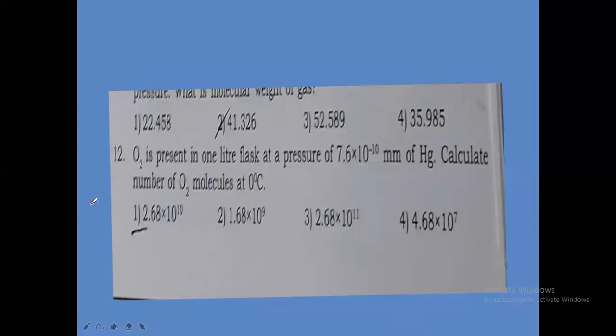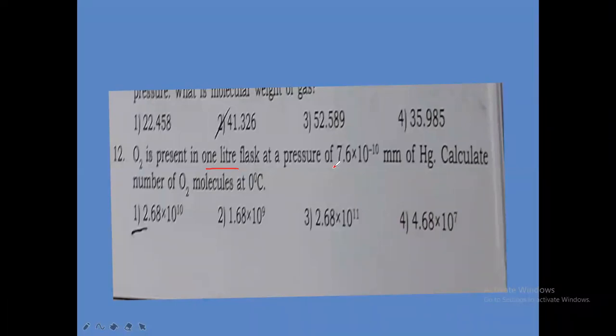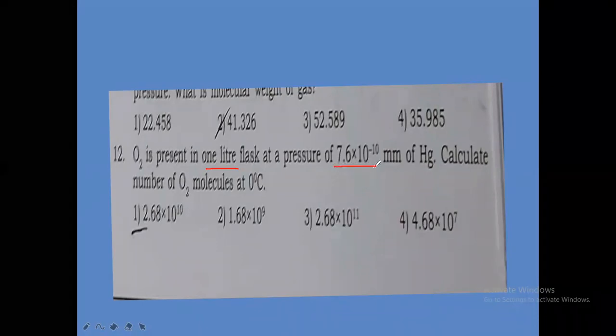One of the questions is that oxygen is present in a 1 liter flask at a pressure of 7.6 into 10 power minus 10 millimeter of mercury. Is that clear? So what is asked here? Which gas is mentioned here? O2 gas, oxygen gas. It is present in how many liters? 1 liter. So volume V is equal to 1 liter. And how much pressure is given? The pressure of the gas is given as 7.6 into 10 power minus 10 millimeter of mercury.